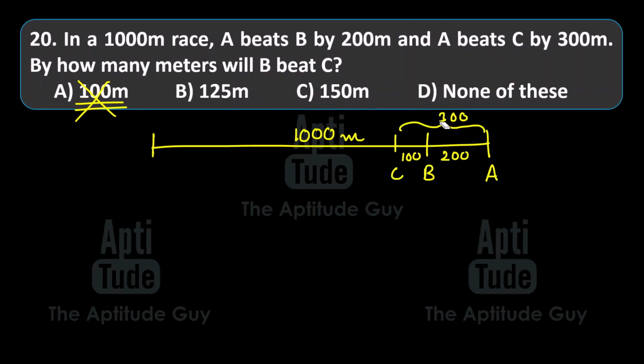What is the question? This is 300. Yeah. What is the question? By how many meters will B beat C?